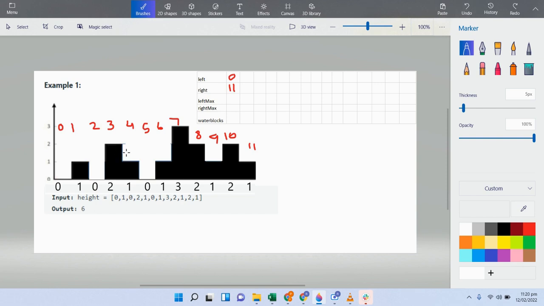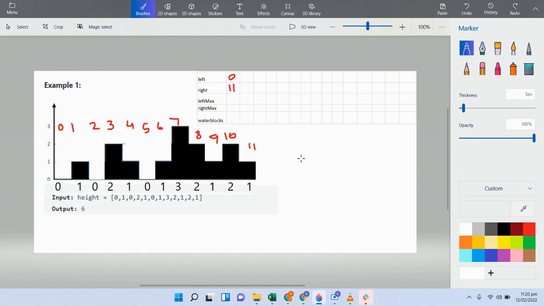So for instance, over here, if I'm trying to measure the water at this point, I can measure the water based on the boundaries that are coming from each side, right? Okay, now I'm going to show you how the table is going to be updated, and then I will explain the program. The program is not very tricky, but understanding the concept is a little bit tricky.